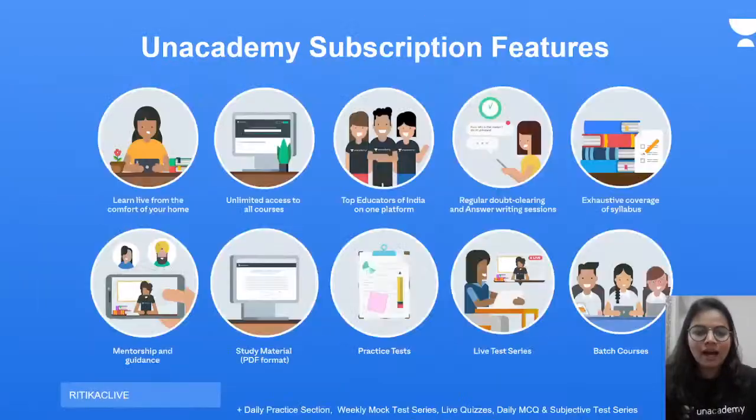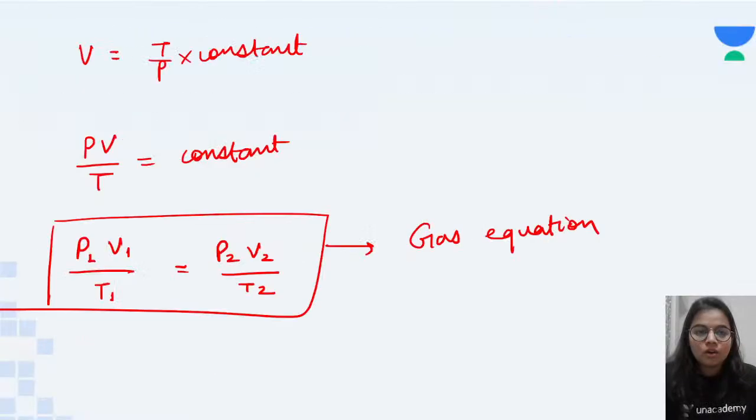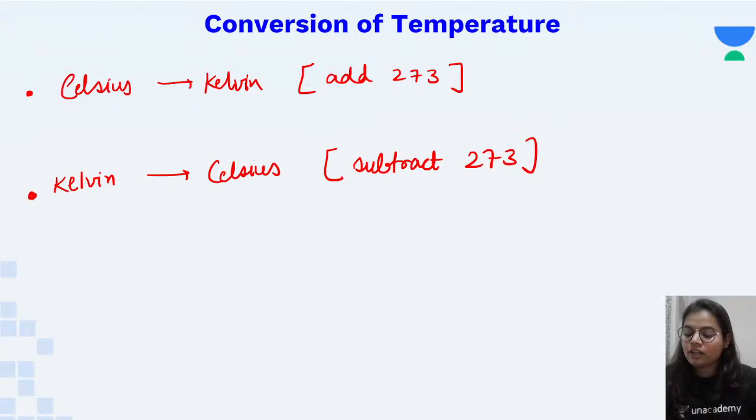Let's go back. First of all, we learned about the conversion of temperature. From Celsius to Kelvin, we just add 273. From Kelvin to Celsius, we subtract 273.